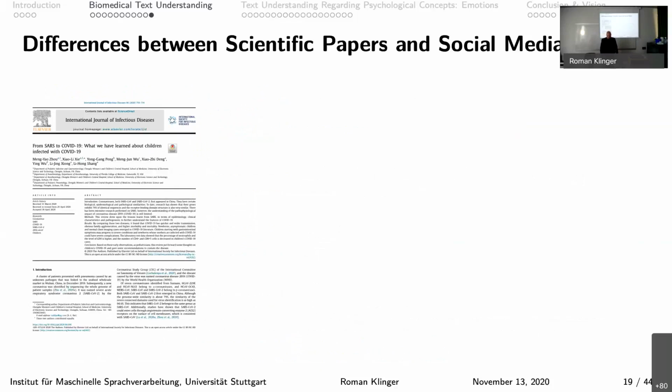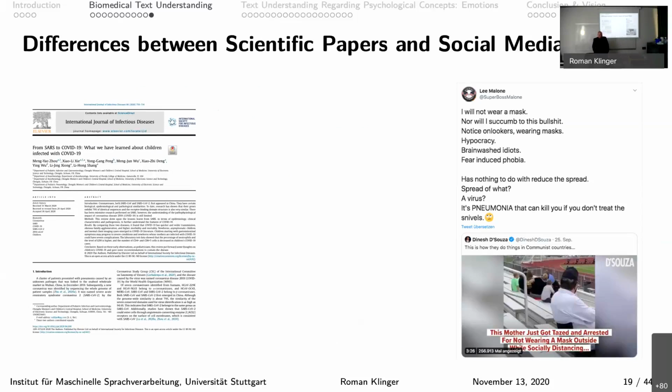This was mostly about scientific papers. However, there's also social media, and I would like to argue that in social media, there are also interesting information nuggets. Here we have a scientific document about COVID-19, and here we have a Twitter post about COVID-19. More or less, the person is saying, I don't wear a mask because the virus doesn't exist, and the person does this in a very emotional language.